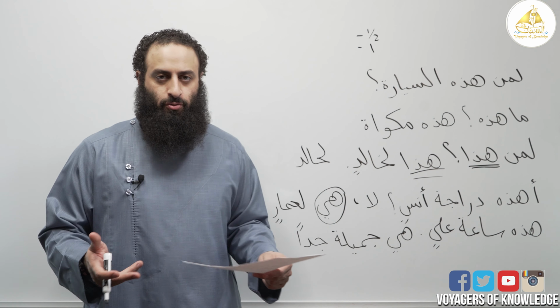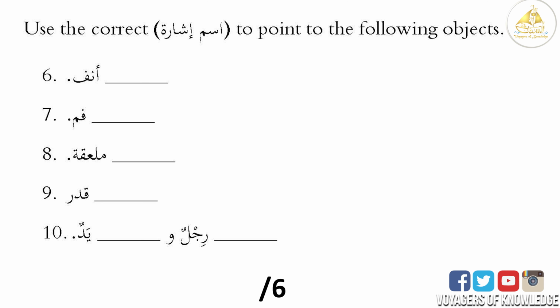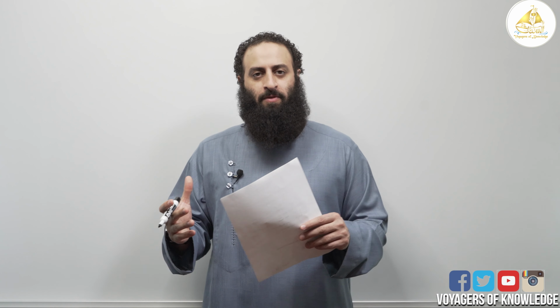Now we'll move on to the next segment. It says use the correct ism ishara to point to the following objects. This is pretty easy. For questions 6, 7, 8, and 9, they are worth 1 point each. You should say, for number 6, هذا أنف, because you only have one nose, and we said that you're going to use هذا for when you only have one of something.